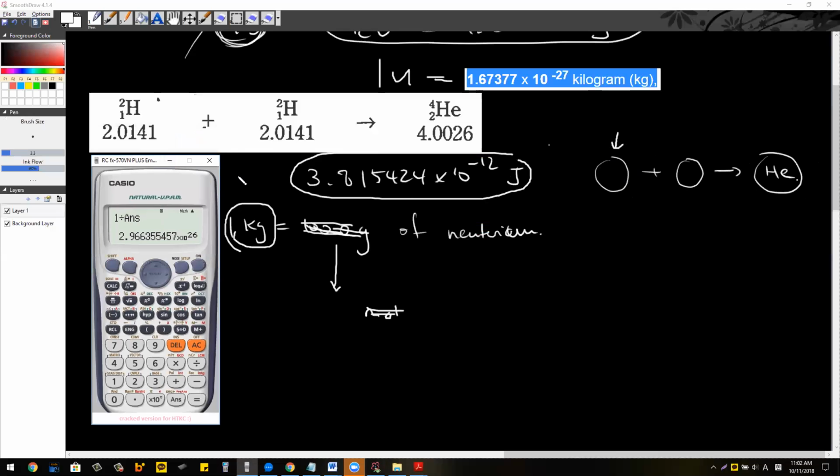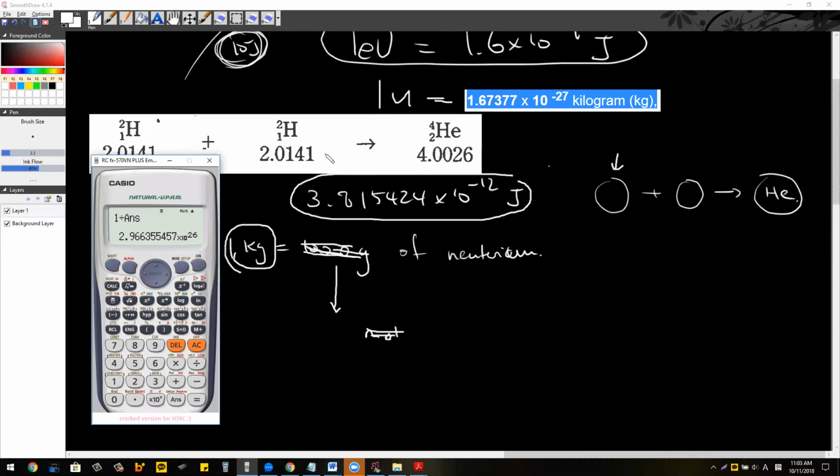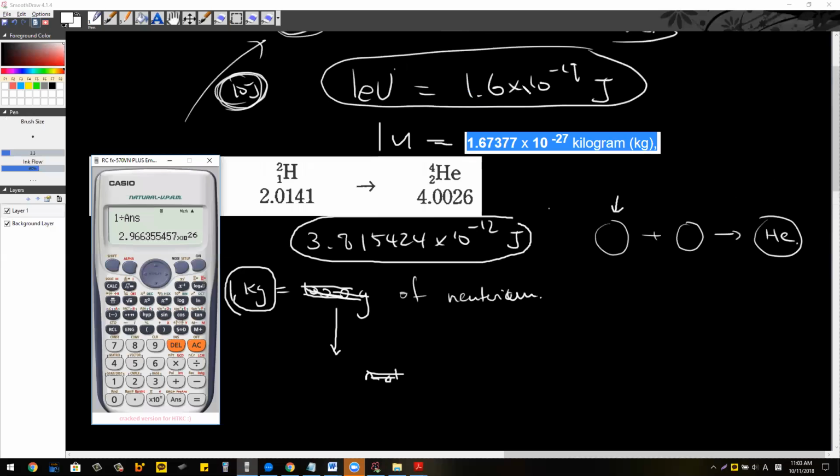Okay, I'll summarize what we have done so far. We add these two and then minus this one, so we get the mass defect. Then we times the mass defect by 931.5 and get the energy in mega electron volt. We times that by 1 million to get the energy in electron volt, and then times that by 1.6 times 10 to the power of negative 19 to get the energy in joules.